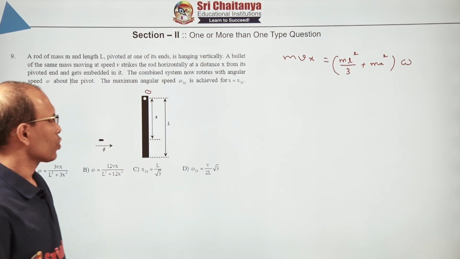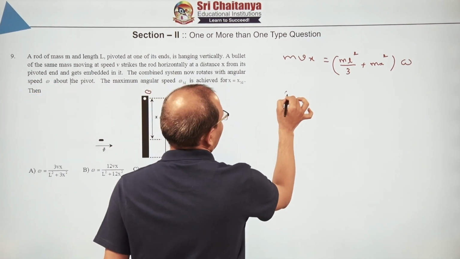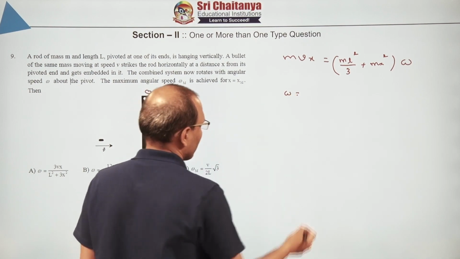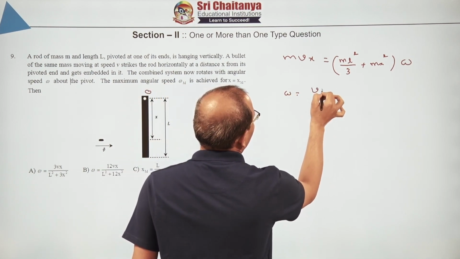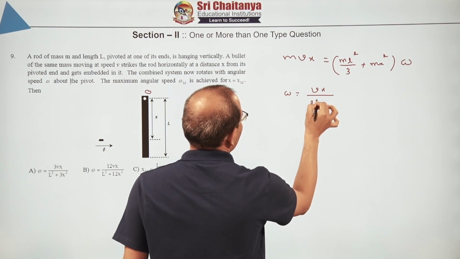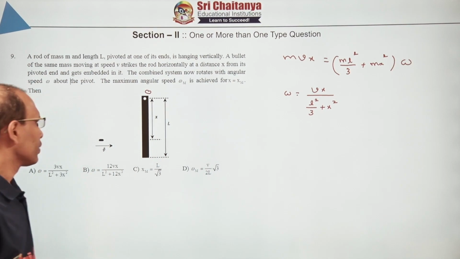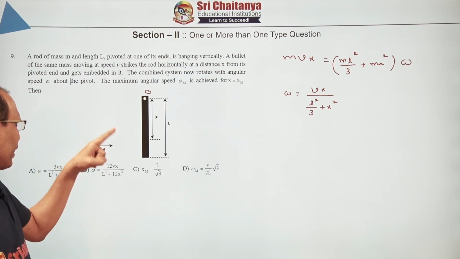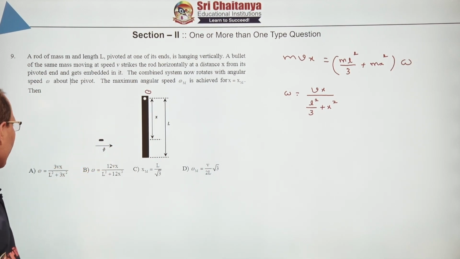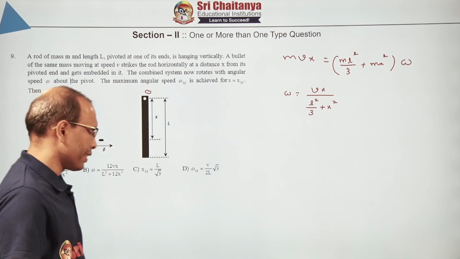Now when you simplify this, what is omega here directly? M gets cancelled, so we get omega as v x by L square by 3 plus x square. So this is nothing but 3vx by L square plus 3x square. So option A is correct.